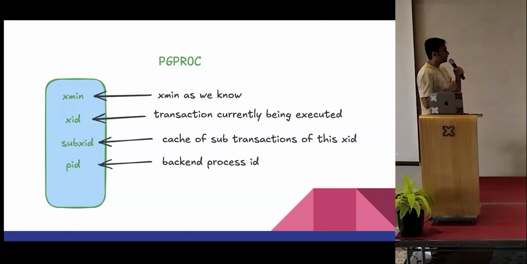First and foremost of them is the PGPROC struct. Each and every Postgres backend has a PGPROC struct, and what this PGPROC struct captures is: so far, what is the minimum transaction ID which I have seen in the system? Essentially the last known committed transaction which I know. If this particular backend is executing any transaction at present, then what is its transaction ID? If that transaction has any sub-transactions, then what are the sub-transaction IDs? And finally, as a backend process, what's my process ID? So a couple of these fields.